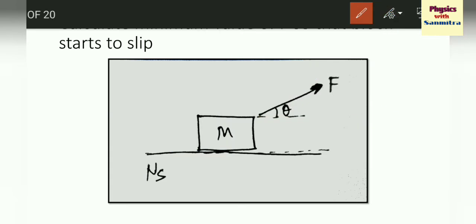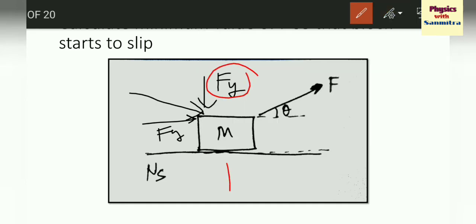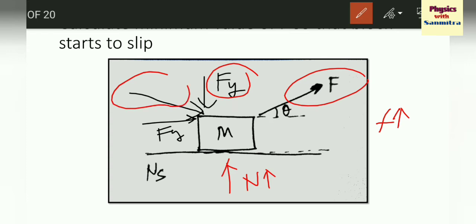Suppose we are applying this force like this in a downward direction. So there will be two components. This is the vertical component of the force and this is the horizontal component of the force. Due to this vertical component, the normal reaction will increase, and in fact the friction offered by the surface will also increase. So in the textbooks it is written, it is easier to pull than to push.